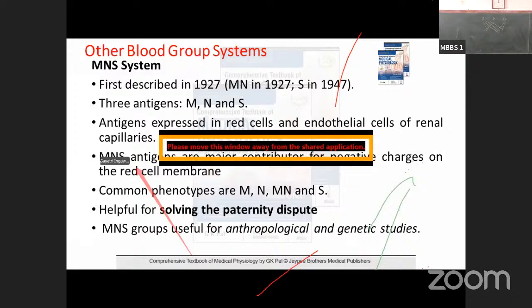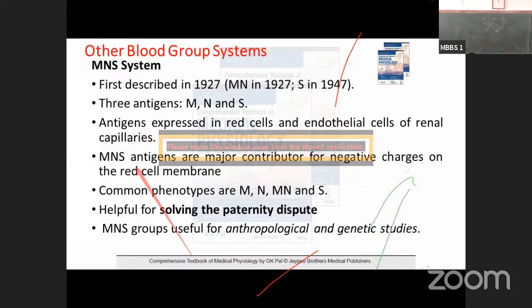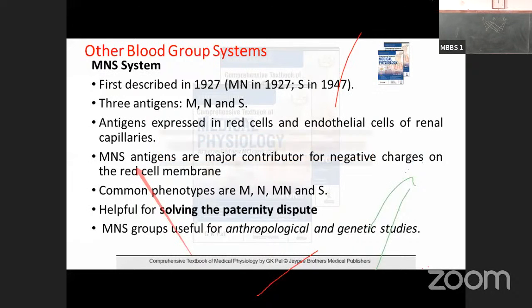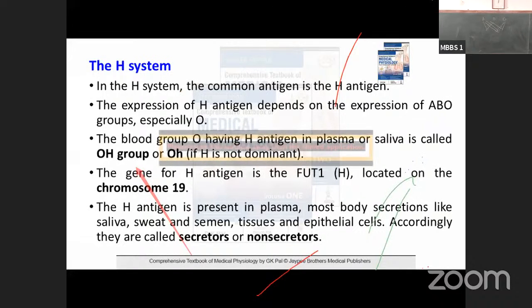Which system is more important or helpful for solving paternity disputes? MNS. The MNS group is useful for anthropological and also genetic studies. The MNS system is helpful for anthropological studies and also for genetic studies. Another system is the H system.